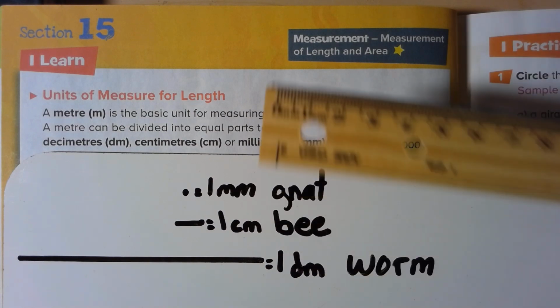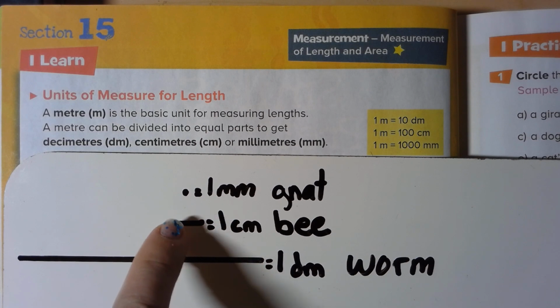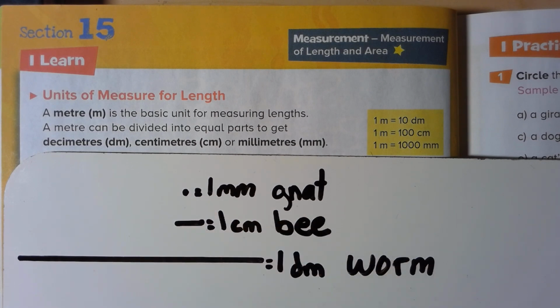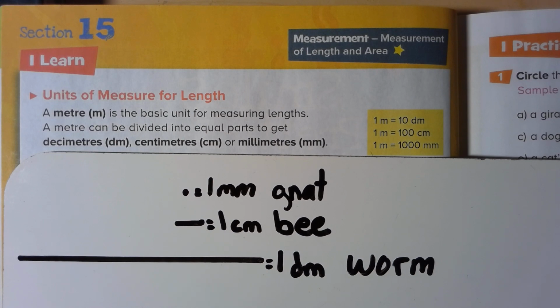So, you know what a millimeter looks like. It's about the size of a tiny little bug, a little gnat. 1 centimeter is the size of about a bee, like a bumblebee, honeybee. And then 1 decimeter is the length of a worm. Okay, I understand that.